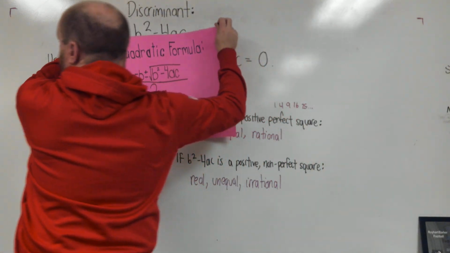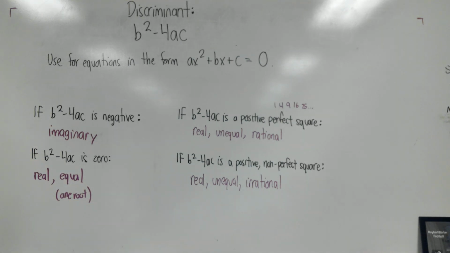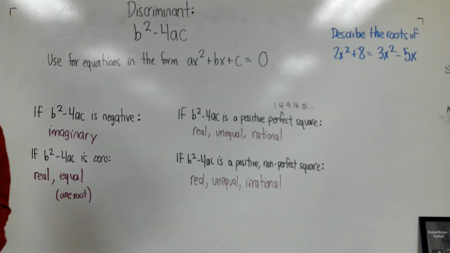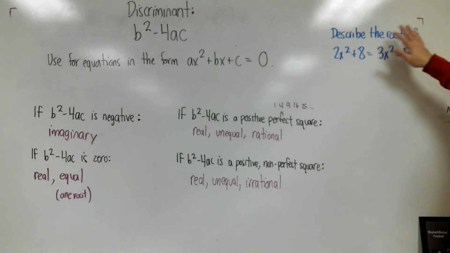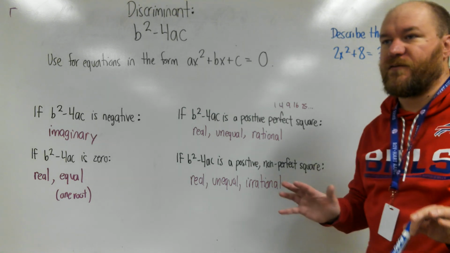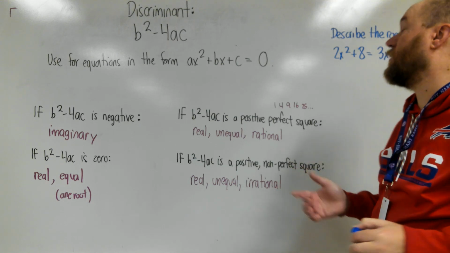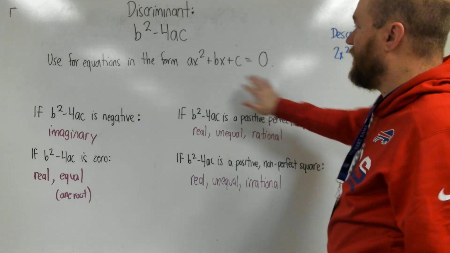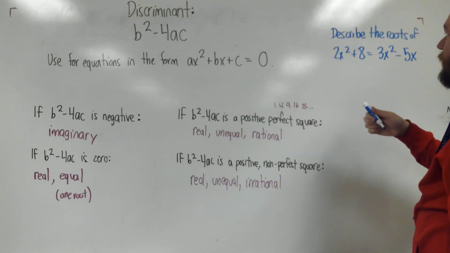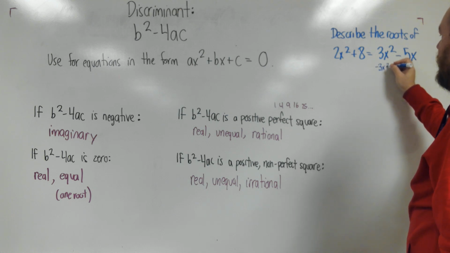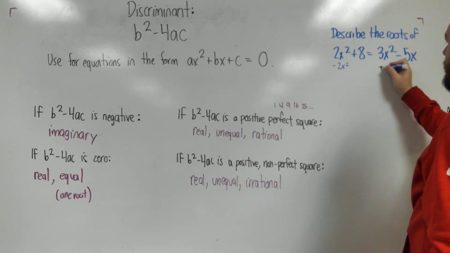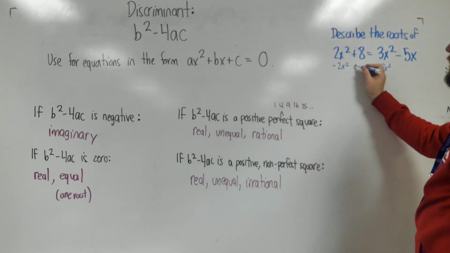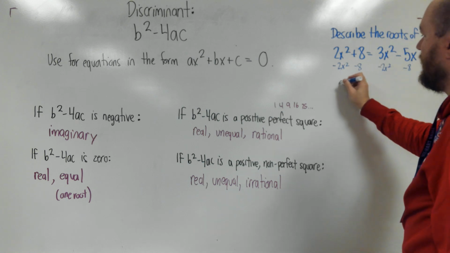So I'm going to move this out of the way. Let's do a quick example here. It says describe the roots of 2x squared plus 8 equals 3x squared minus 5x. They're saying you don't have to solve this. You don't have to find what the answers actually are. We just want to know what the answers would look like. So let's start by putting this equation in this format. To do that, we're going to get everything on one side so that it's equal to 0. Let's do minus 2x squared, and put all the stuff on the right here so that our x squared stays positive. That means let's move the minus 8 as well, so this side is going to be equal to 0.